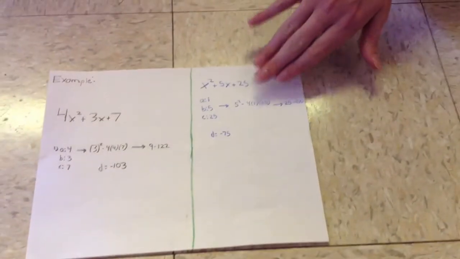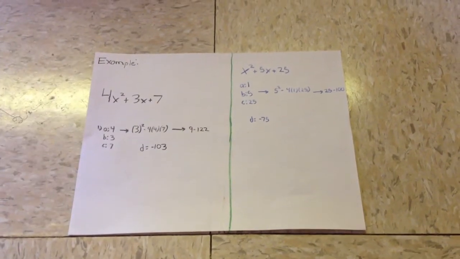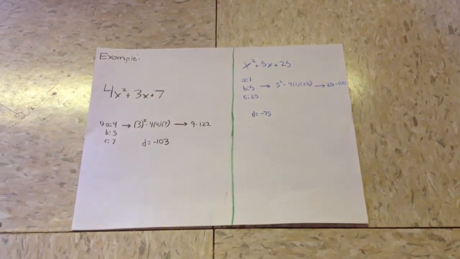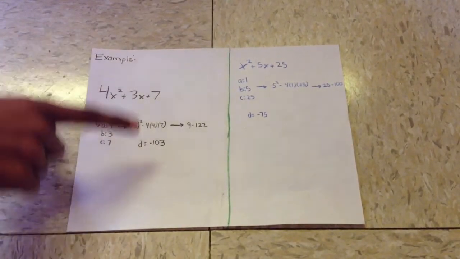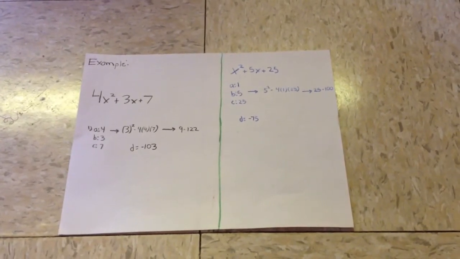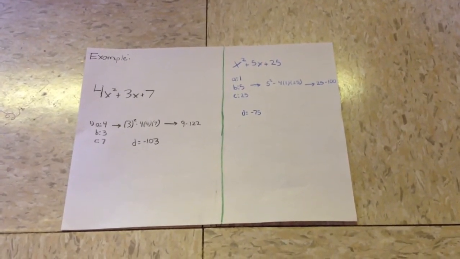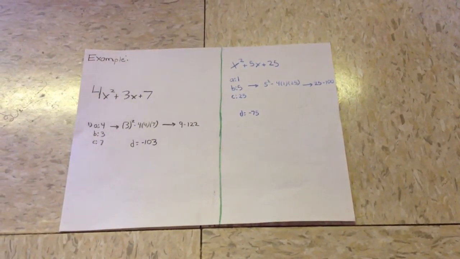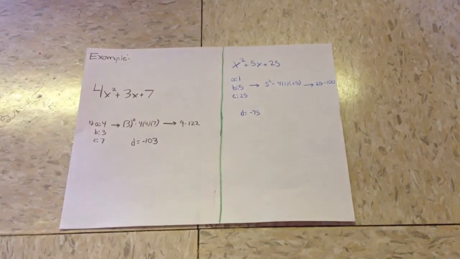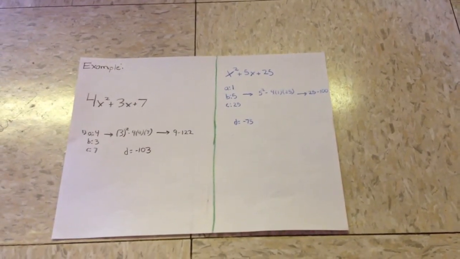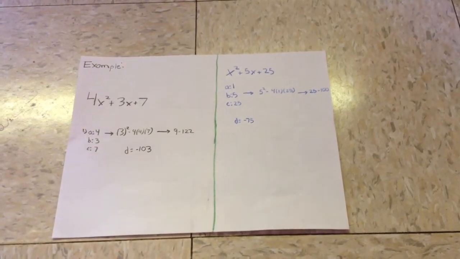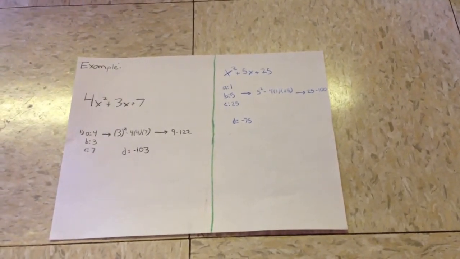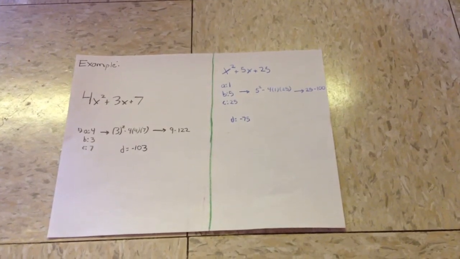Here is another example. The a value in this function is 4, the b value is 3, and the c value is 7. Therefore, after we follow the steps, our d value will come out to be negative 103. So the discriminant of this function is negative 103. For this example, the a value is 1, the b value is 5, and the c value is 25. So when you follow the steps, the discriminant will equal negative 75.